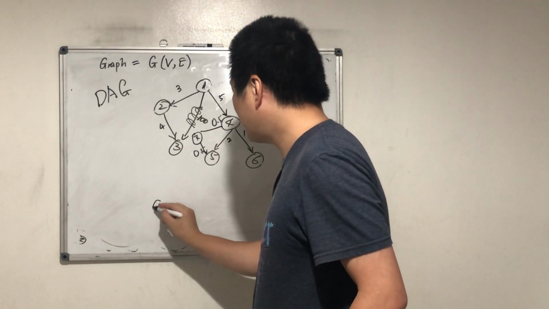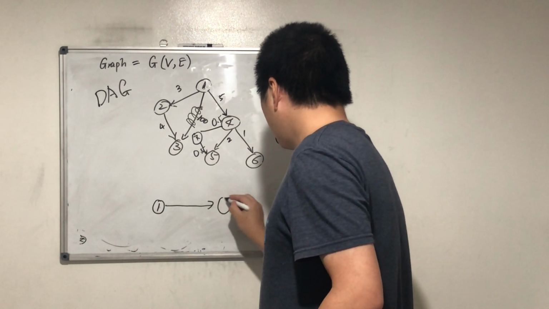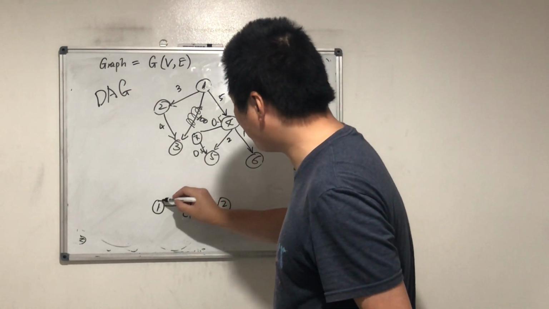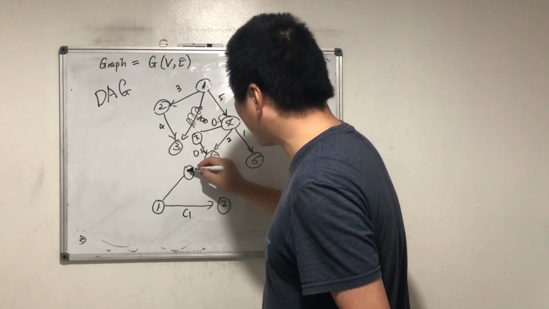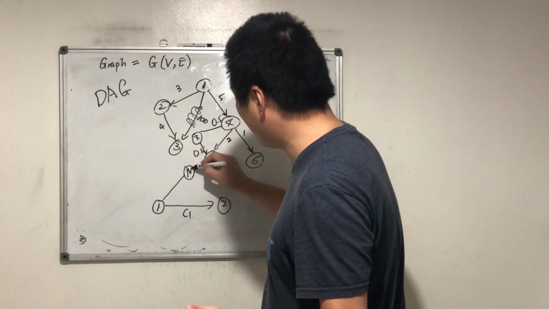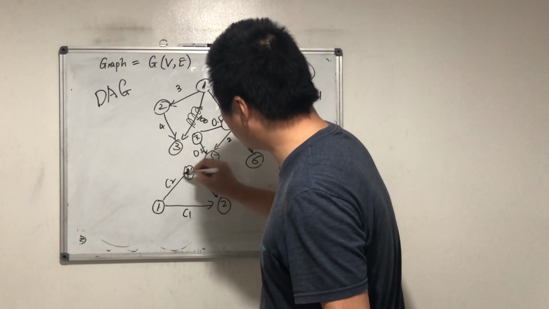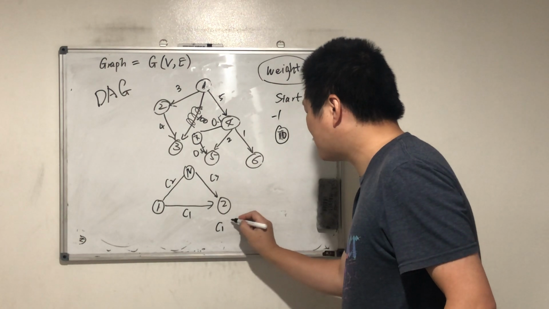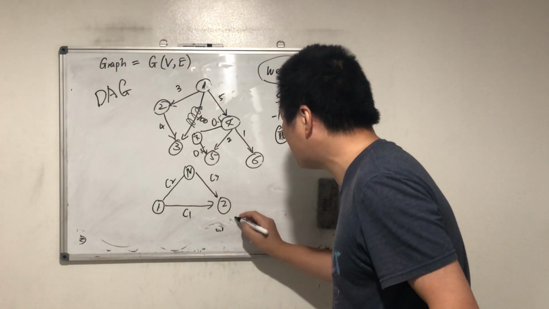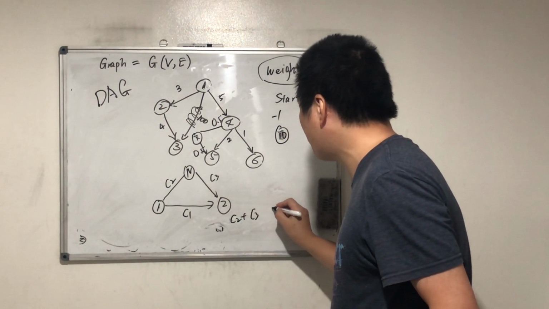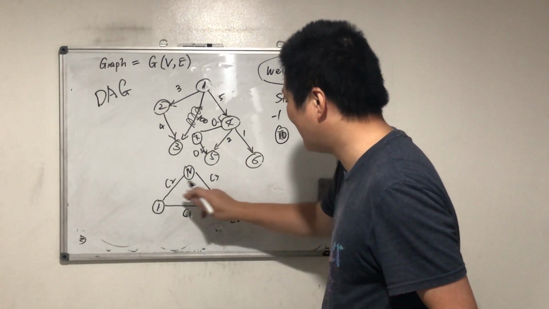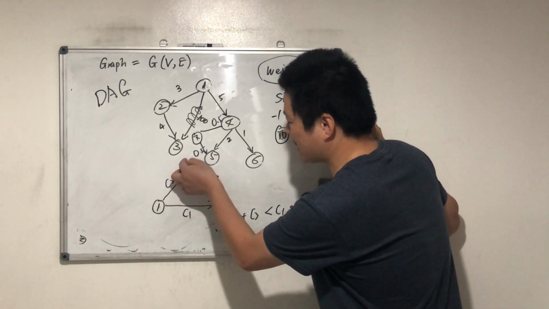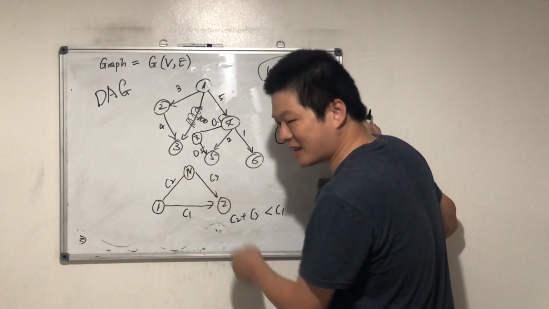If node 1 travels to 2, we know this costs 1. And if 1 travels to any other node, if this is C2 and this is C3, and C2 plus C3 is smaller than C1, then we update the cost from 1 to 2 with this update, because this is faster.